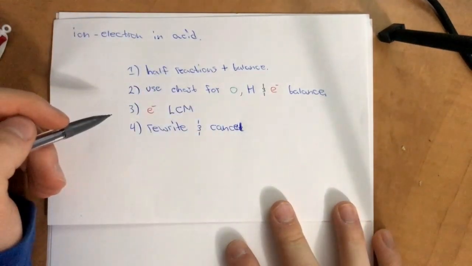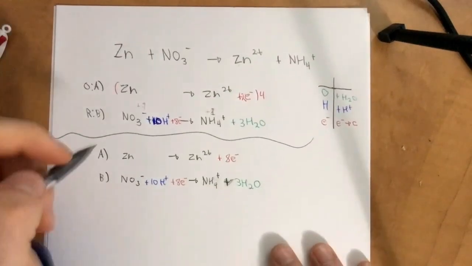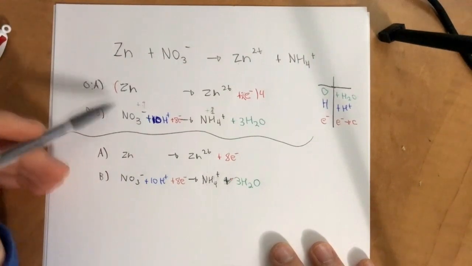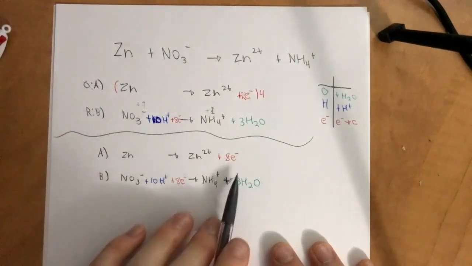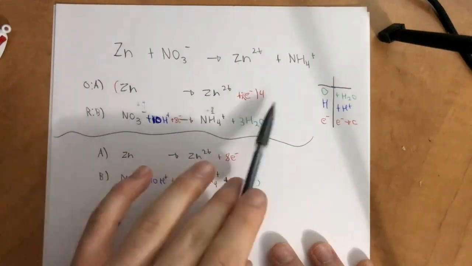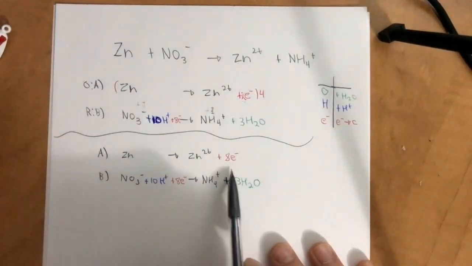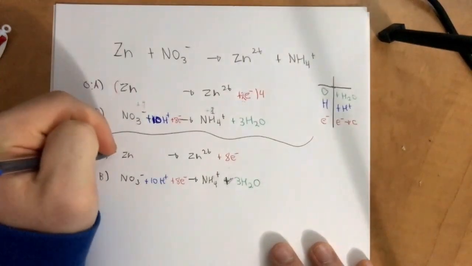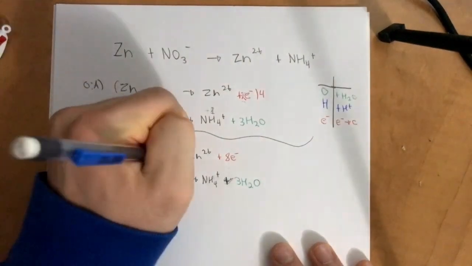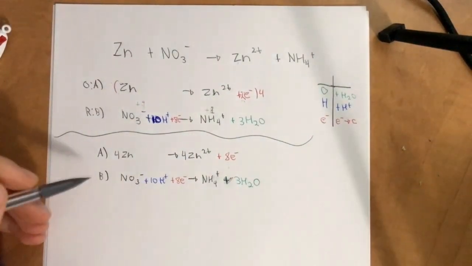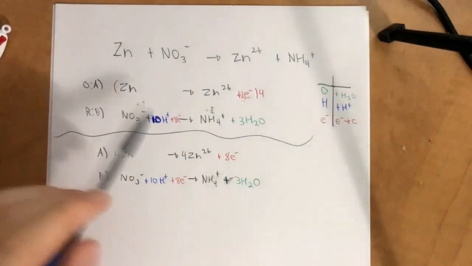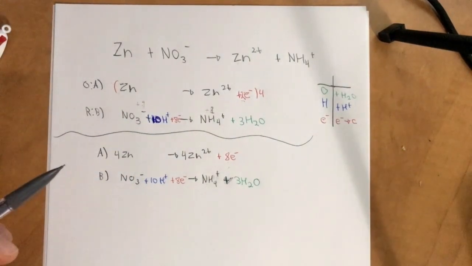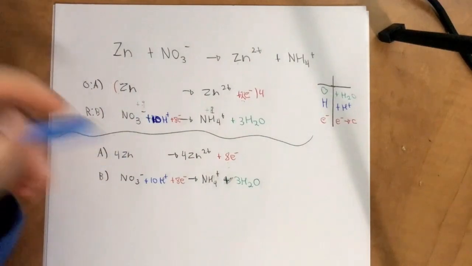cancel out like terms. So as you can see here, all I've done is I've rewrote both reaction A and B, but remember we have to multiply the zincs by 4 along with the electrons. The electrons I've already done. 2 times 4 is 8, but the zincs we also have to multiply by 4, so it'd be 4 zinc here, 4 zinc there as well. Reaction B stays the exact same because we did not have to change the lowest common multiple for the electrons in that reaction. Now we can cancel out like terms.